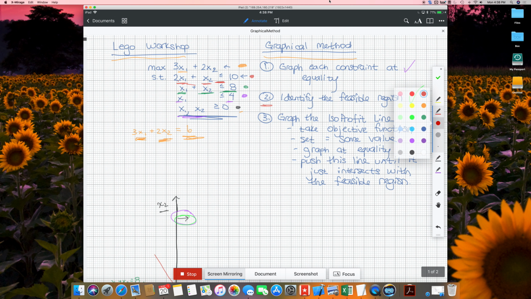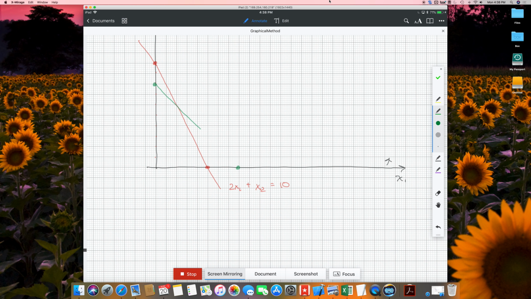I'm going to do the same for our other constraints. We went to green next, and we're going to do x1 plus x2 equal to 8. This crosses at 8 for both of them, so that's going to be this here and this here. So this is x1 plus x2 equal to 8. Then I think I switched to purple, and we have our last constraint, that x1 is less than or equal to 4. So I'm going to graph that at equality as x1 equal to 4.